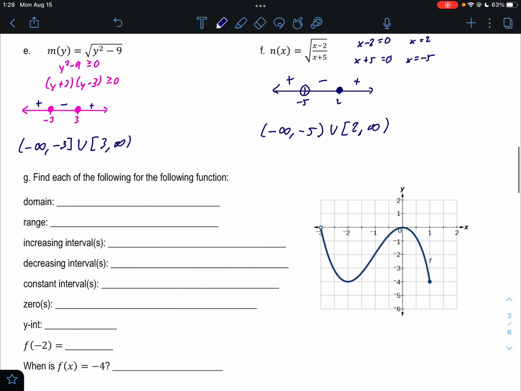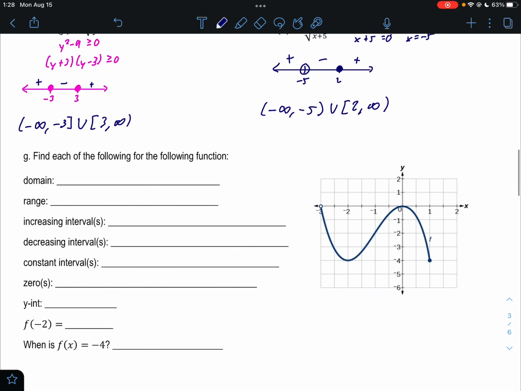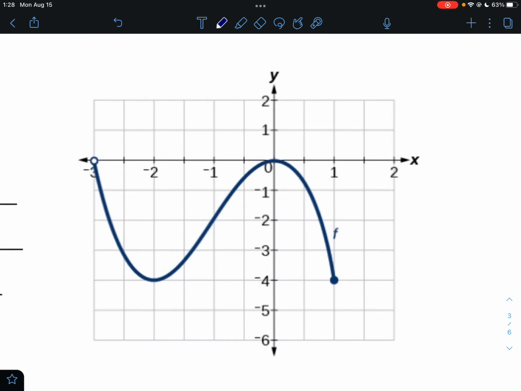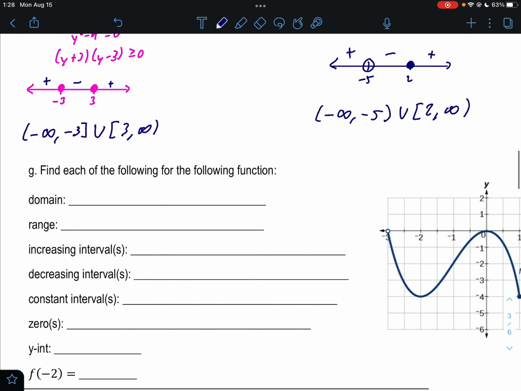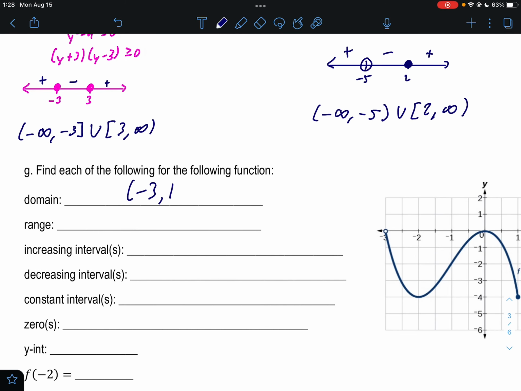All right, next problem is a little bit of a review. So our domain is all the x values we can use here, right? So the lowest x value is -3, the highest is 1, but we don't include -3, we do include 1. So our domain is -3 to 1 with a bracket on 1.